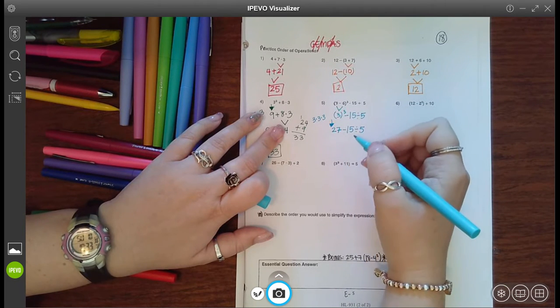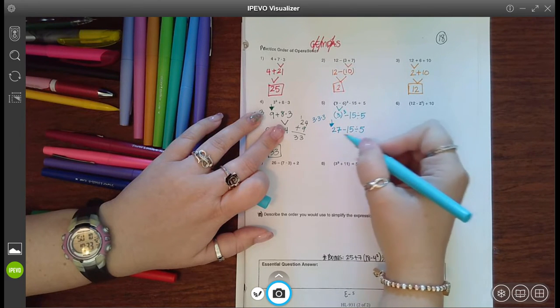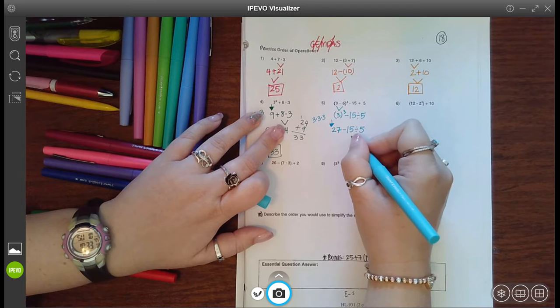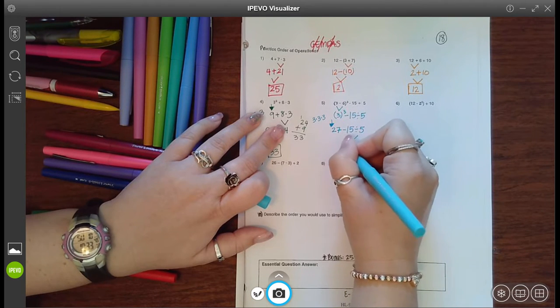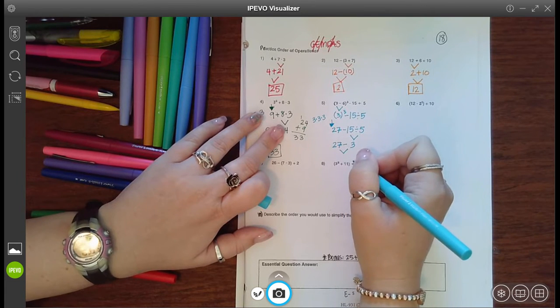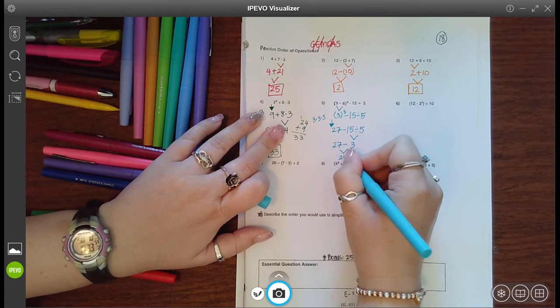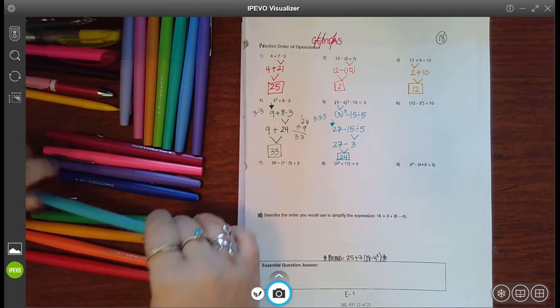Okay, so parentheses are all simplified to a single number. Exponents are now taken care of and gone. Multiplication or division, right here. 15 divided by 5 is 3. Bring down that minus 27. And now we just have 27 minus 3, which simplifies to 24. If you're getting these right, good job.